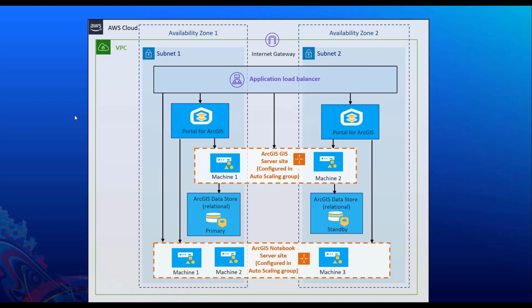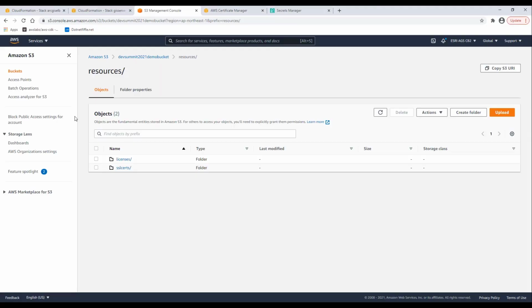Before we jump into creating the deployment, we need to do some preparation work. Here in AWS S3, I have created this bucket, and inside this bucket, I have uploaded my ArcGIS software licenses and SSL certificate. It's entirely up to you how you want to create your folder structure in this bucket, or you can put your license files and SSL certificate directly in the root of the bucket. Henceforth, this bucket is termed the deployment bucket.